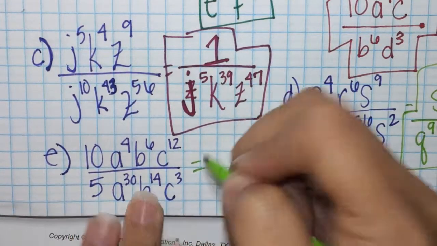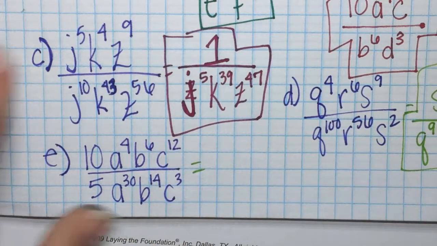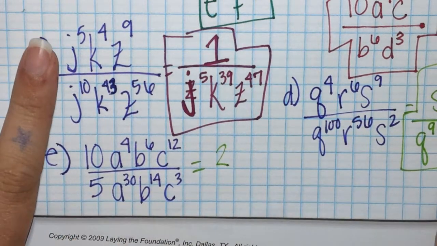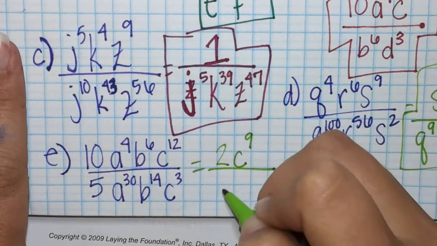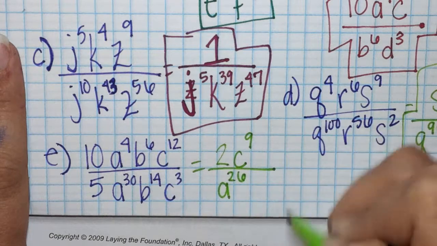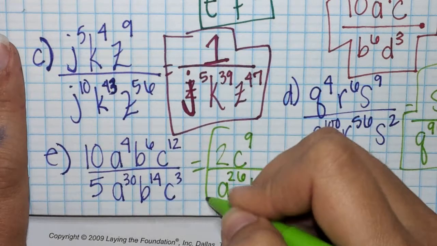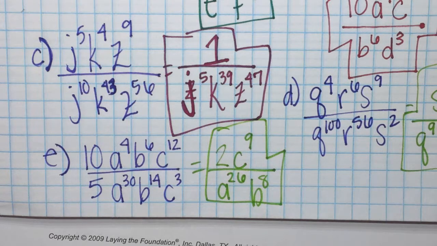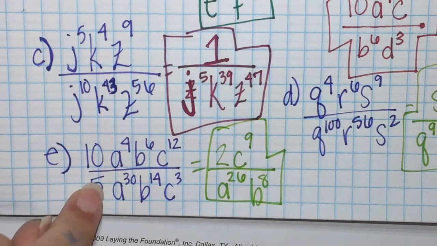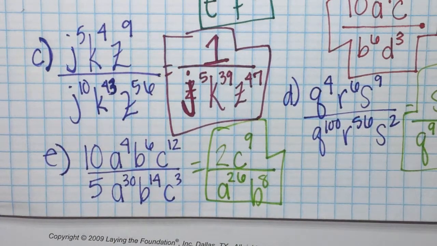All right, Troy, can you tell me the answer to this one? So you got 2 on the top, and you got C to the 9th power, and you divide, and A to the 26th power, and then B to the 8th power. Take a point. Do we agree or disagree? How do you get 2? 10 divided by 5 is 2, so it's the big number on top, so it stays on top. Now, Allie, we did one yesterday where it was the small number on top and the big number on bottom, so then that 2 would go to the bottom.